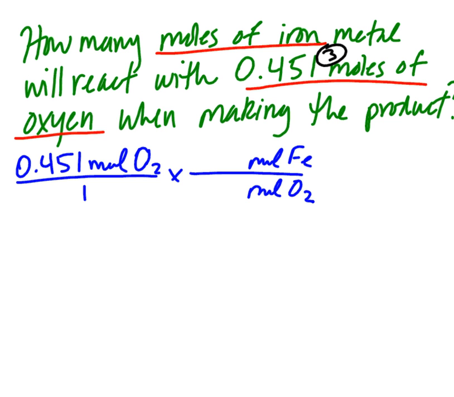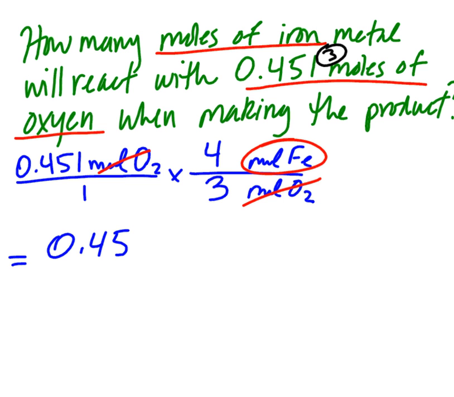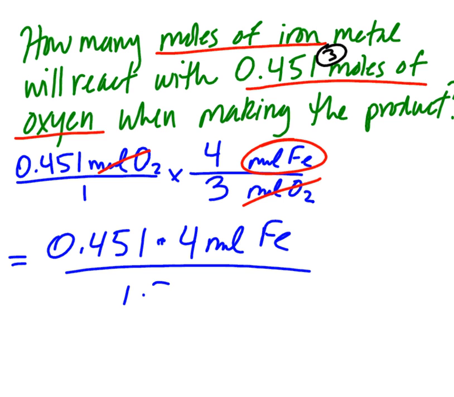My molar ratio for O2 to iron is 3 moles of oxygen to 4 moles of iron. Looking at that, moles of O2 cancel out. I have my moles of iron, which is what I want. Always make sure that when you're done with your dimensional analysis you have what you want, because you've already identified it in the problem. So this equals 0.451 times 4 moles of iron all over 1 times 3.